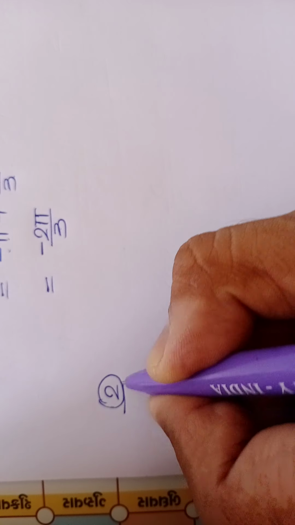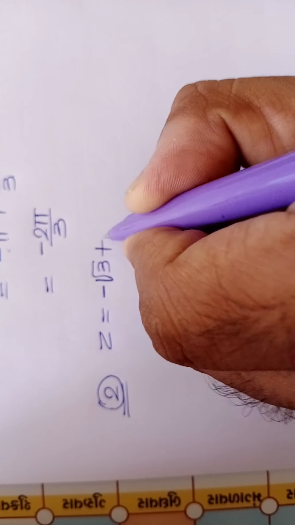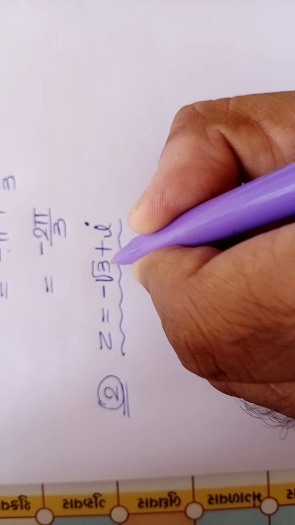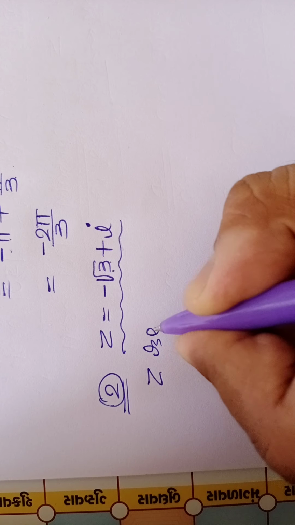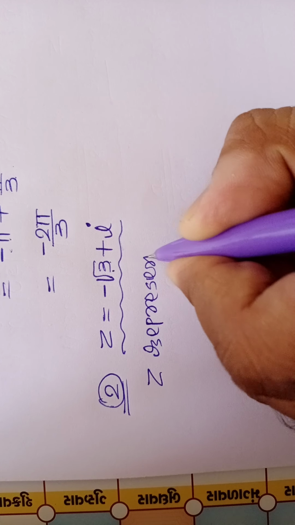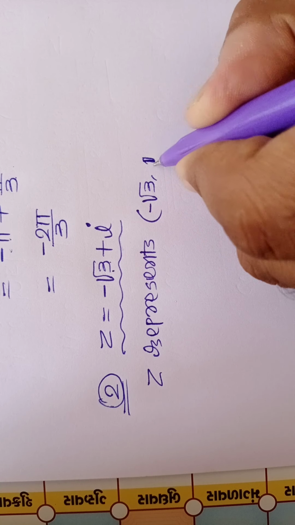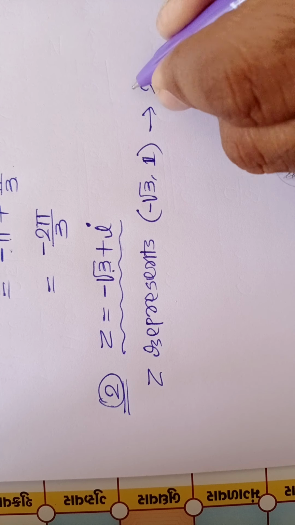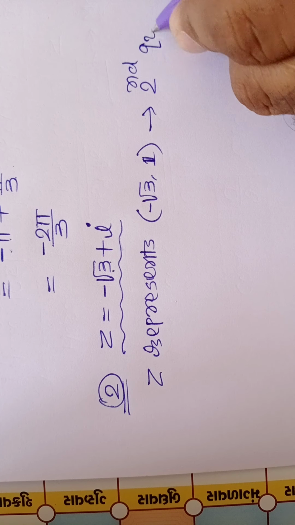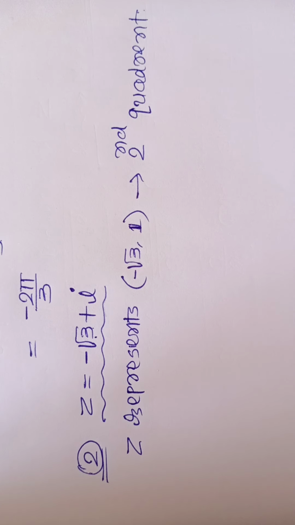Now the second question. The second question is this: z is equal to minus root 3 plus i, once again, but the negative sign is here. So z represents which point? This z represents minus root 3, 1. Minus, plus is in the second quadrant. So this complex number is in the second quadrant.